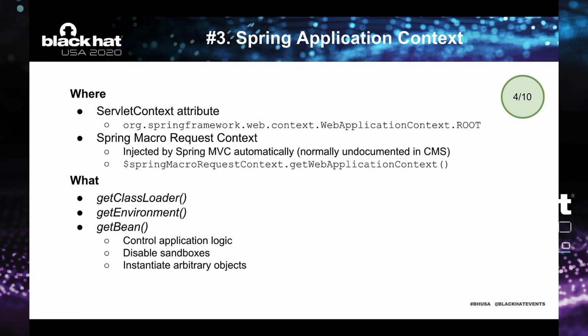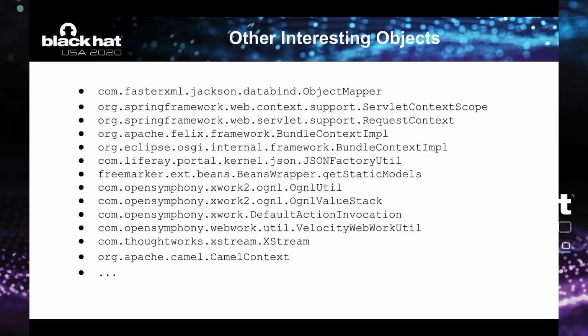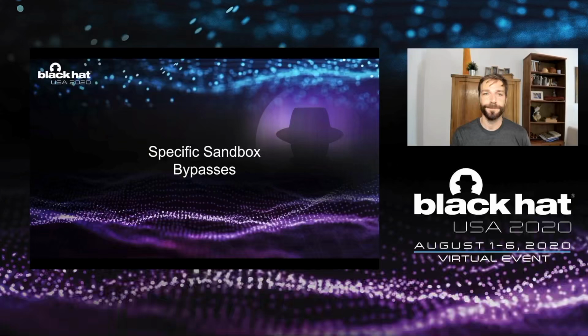You can also do other interesting stuff like disabling the template engine sandbox altogether, and also instantiate arbitrary objects through things like JSON and Marshaler or an XML deserializer. So those were the top 3 ones. We found other objects leading to remote code execution, plenty of them, but we don't have time to cover them today. Again, this will be explained and covered in the white paper that we will be releasing.